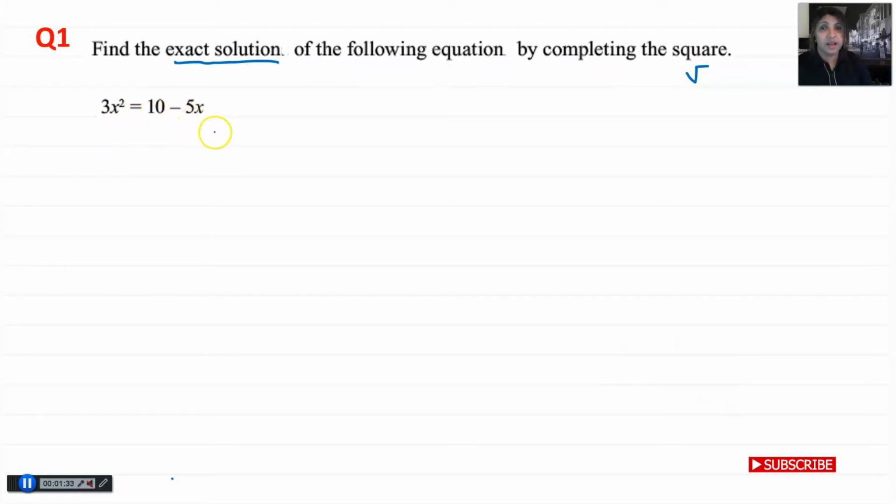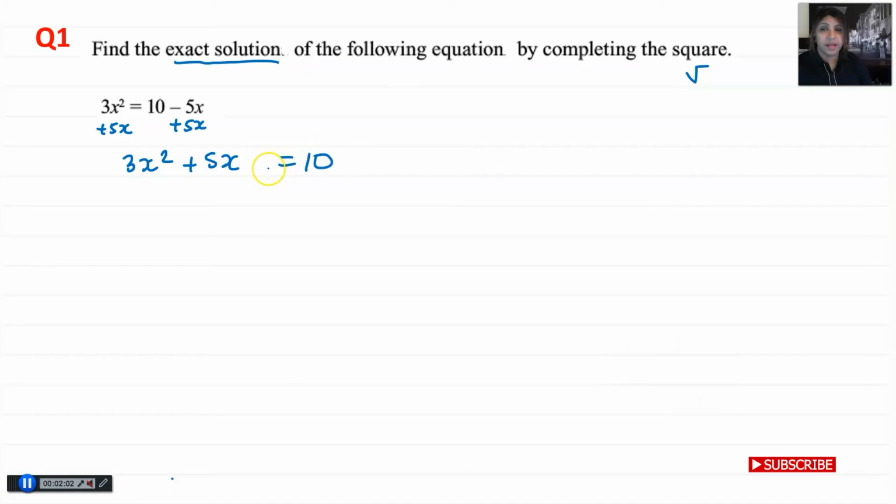Now, what I recommend you do is you take everything with x on one side, and everything else stays on the other side. So I'm going to remove the 5x. I need to do the opposite of subtract, which is add. So I'm going to add 5x on both sides. So 3x squared plus 5x is equal to 10.